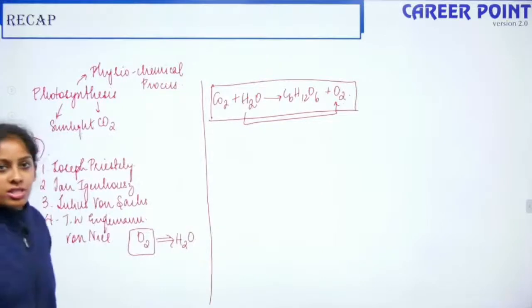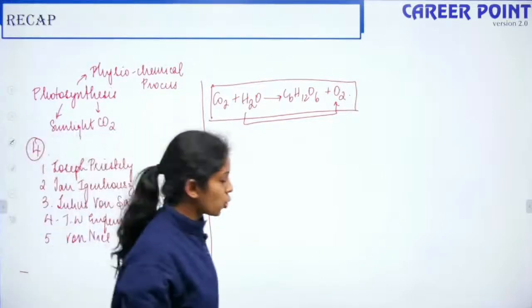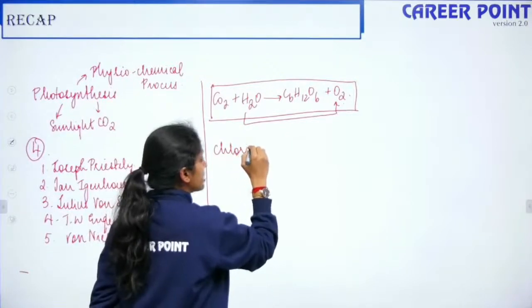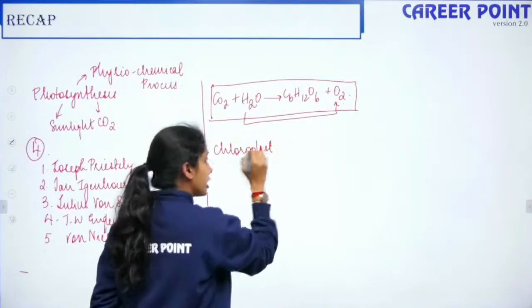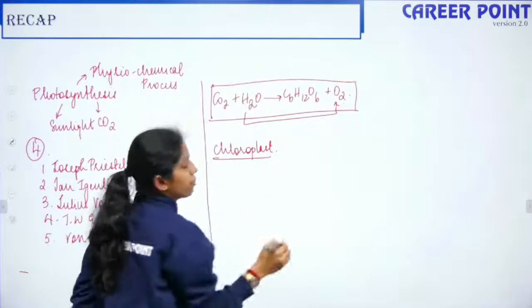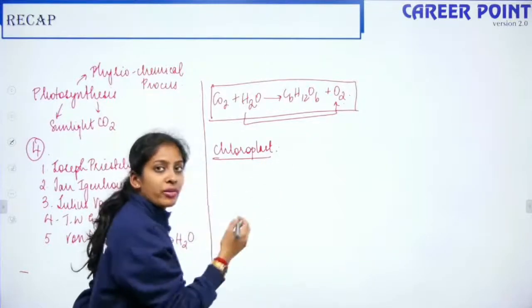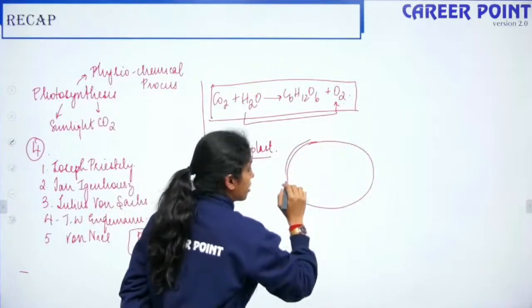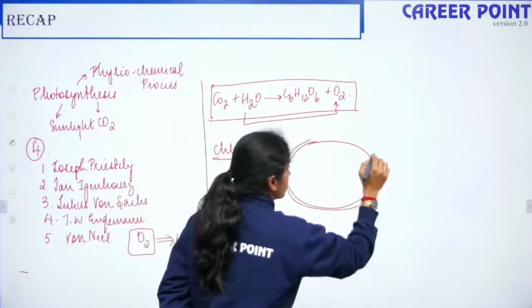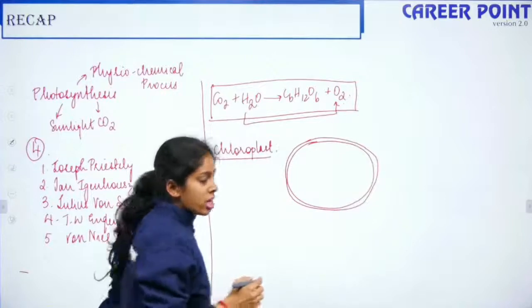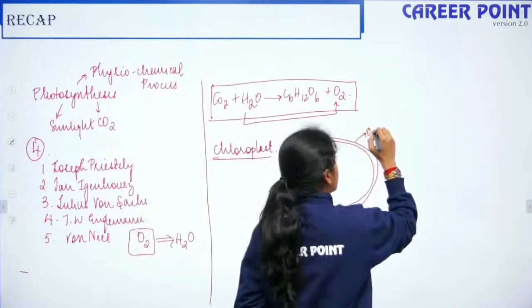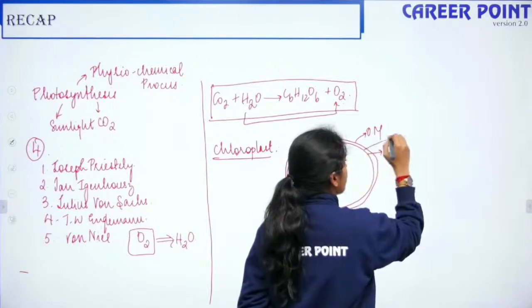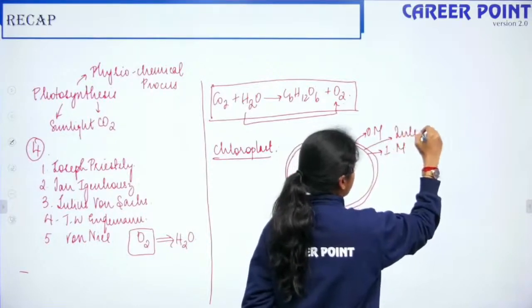So where does photosynthesis occur? I guess this is one of the easiest questions. Your photosynthesis occurs in the chloroplast. The chloroplast is a double membrane bound organelle. So to give you a quick recap of the structure of the chloroplast, it is a double membrane bound structure, right? I call this the outer membrane, this the inner membrane, and the space is called the intermembrane space.